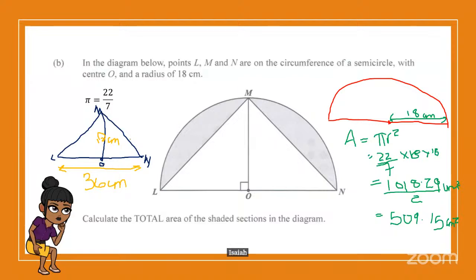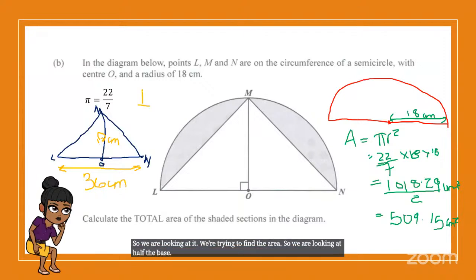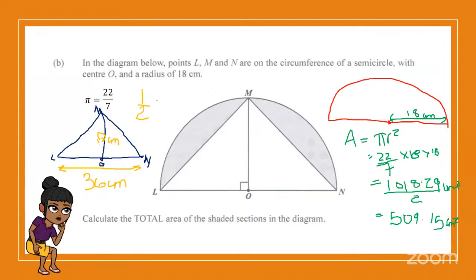All right, go ahead and find the area of the triangle for me. So we are trying to find the area. So we are looking at half the base, which is 36, times the height, which is 18.